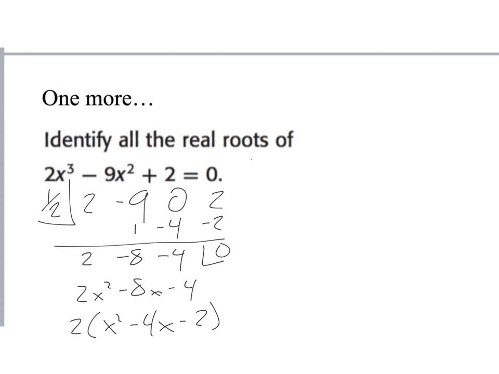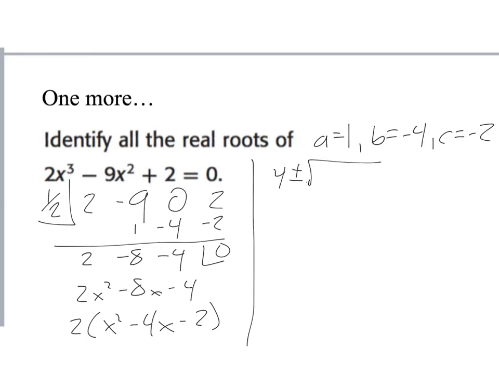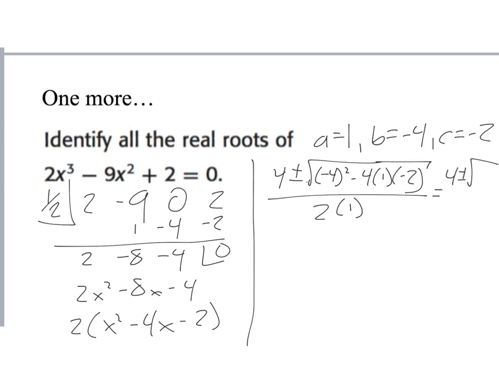Very similar looking to our last one, but not quite the same. A is going to equal 1, B is -4, C is -2. So negative of -4 is +4, plus or minus square root of -4 squared minus 4ac, all over 2a. That will be 4 plus or minus the square root of 16 minus -8, which is 16 plus 8. So that's 24 all over 2.